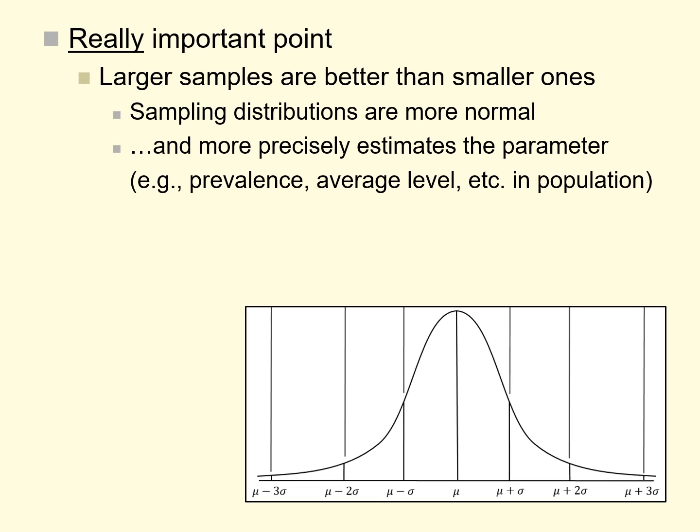So the really important point here is that large samples are better than small ones. And there are all sorts of reasons why having a large sample of data is better than having a small sample of data. But the one I'm driving at right now is that sampling distributions that are from large samples more closely resemble a normal distribution and more precisely estimate parameters, for instance, the prevalence of a disorder or the average level of some variable, and so on and so on.